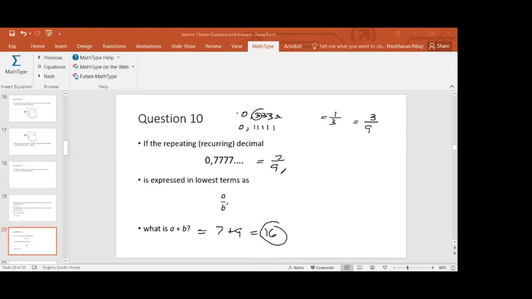Now, the interesting thing here is these recurring decimals. I'll just digress a little bit. If you did geometric series, I think in grade 10 and grade 11, you do geometric sequences. Let me just talk about this a little bit.